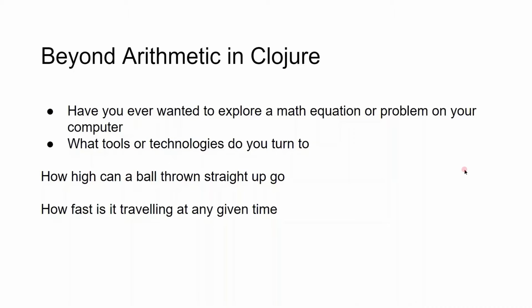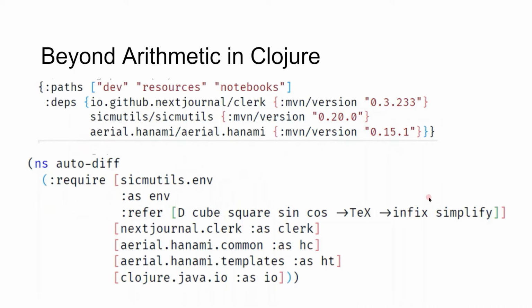Have you seen a math equation that you wanted to explore? Where do you turn to? Python, Matlab? We can actually handle all of those problems right within Clojure. During the course of this presentation, we'll look at a small physics problem. What happens when you throw a ball straight up? And we'll answer a few questions like how high does the ball go? How fast is the ball traveling at any point in time?